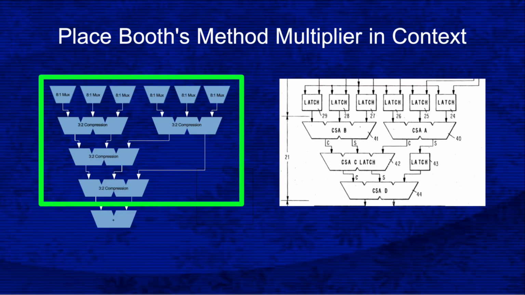In the next video, I'll take the Booth's method code developed for this video and place it into the broader context of a realistic state machine to perform floating-point multiplication. This will eventually lead back to division, I promise, but it's going to take a bit of a circuitous route.